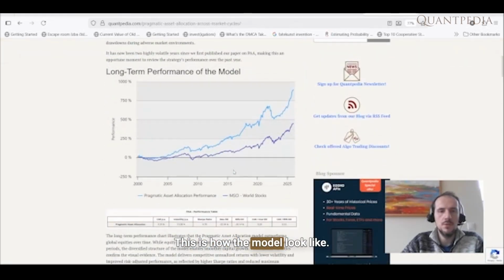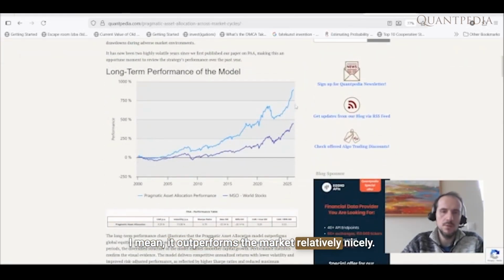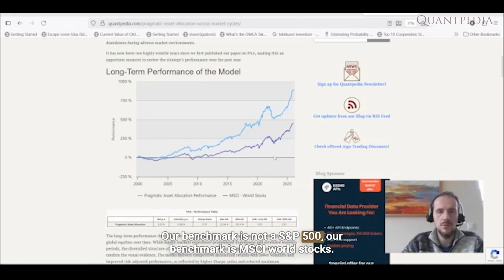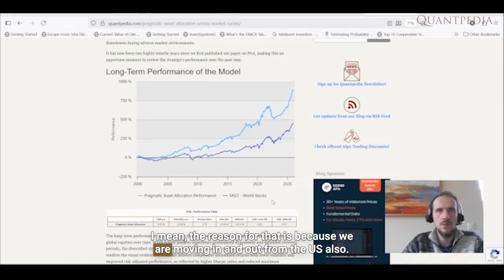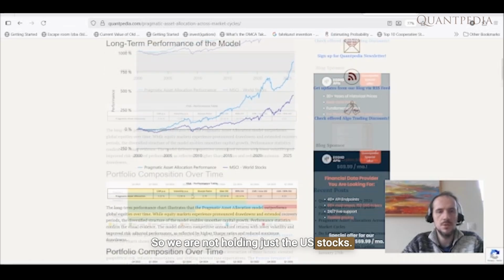This is how the model looks like. It outperforms the market relatively nicely. Our benchmark is not the S&P 500, our benchmark is MSCI World stocks, so all of the stocks all around the world. The reason for that is because we are moving in and out of the US also, so we are not holding just US stocks. This is how it looks.